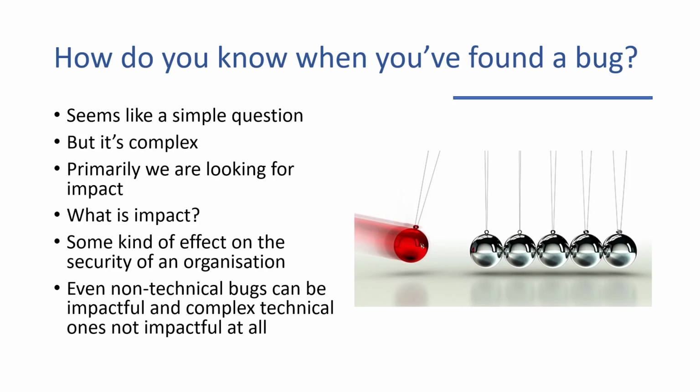It has to have some kind of security effect on an organization. Even non-technical bugs like business logic errors can be really impactful, and technical ones not impactful at all. And this is really important, because just because you found this really cool bug and you spent 3 hours writing scripts to fully exploit it, if there's no security risk there, if you're not able to do something, you're not going to get paid for a bug. You're just going to be given an NA or maybe an informative, right? So it's really important to understand what impact is and when you've actually got impact.